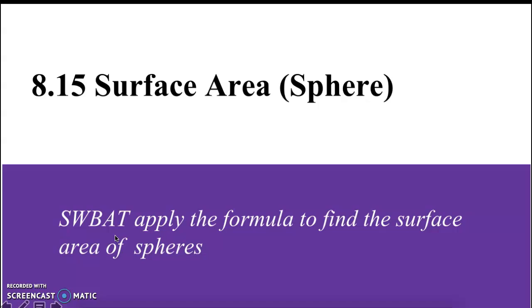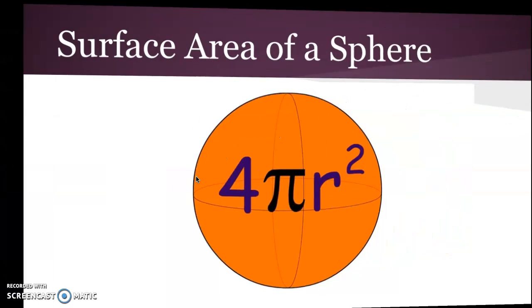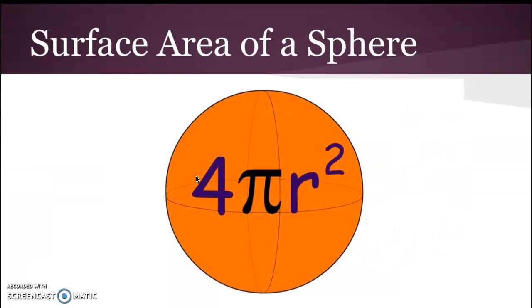So when we talk about the surface area of a sphere, it is actually made up of 4 circles. Hence, the surface area formula is 4 pi r squared. Pi r squared is a circle, and you can think of the surface area as 4 circles coming together to make a sphere. So pause the video, make sure you copy this into your notebook.